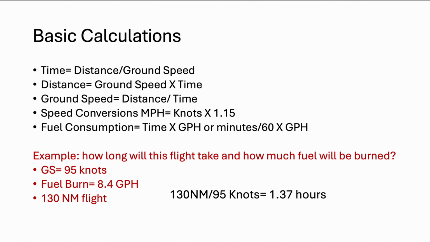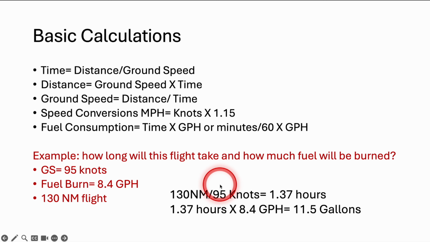So with that one, we're going to start by dividing our distance by our ground speed, because that's what we're doing right here, is getting our time first. So that comes out to 1.37 hours. Our next step is fuel consumption. So we're going to take that time and multiply it by gallons per hour. And that gives us 11.5 gallons. So if we're going this fast and traveling 130 nautical miles, we're going to burn 11.5 gallons of fuel.